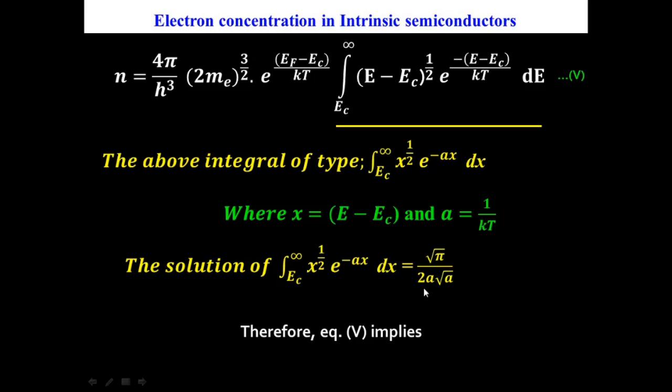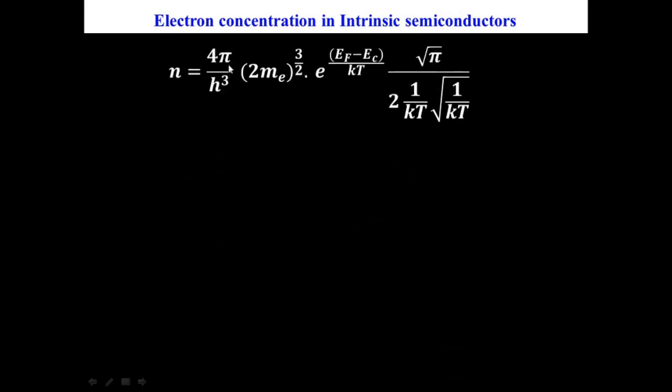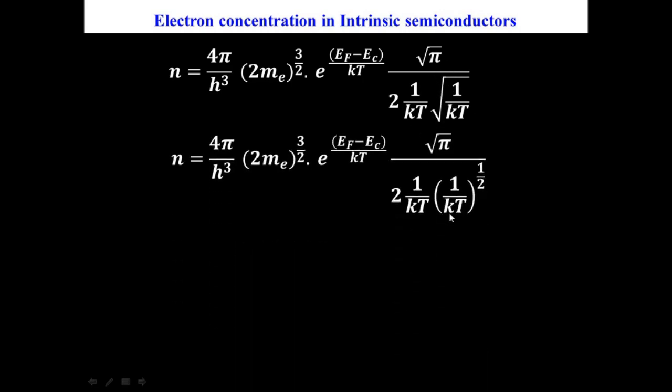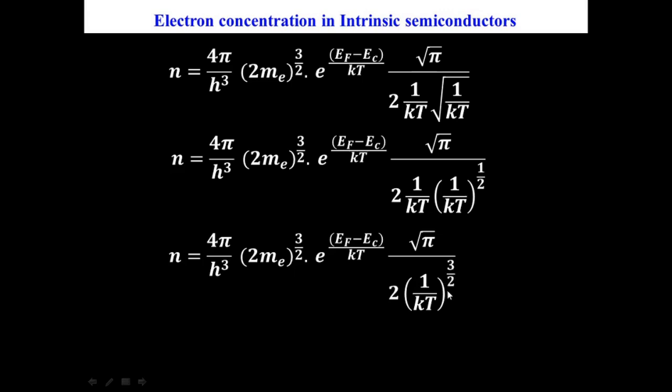In place of this integral, we will put this solution. So equation number 5 becomes 4 pi over h cube, twice m e to the power 3 by 2, into e to the power (EF minus Ec) by kT, and we have put the solution, root pi upon 2 into a, which is 1 by kT, into root a, that is 1 by kT. So we will solve this term now. This 1 by kT is power half, and this 1 by kT is power 1. So 1 by kT becomes power 3 by 2.